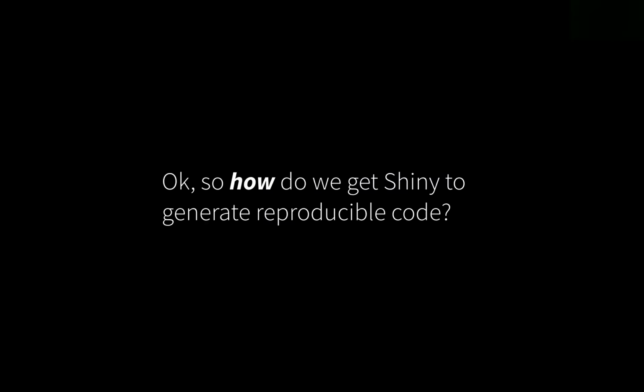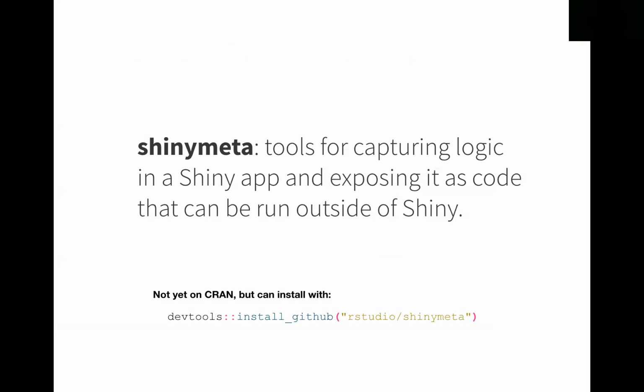Okay, so hopefully I've provided the motivation to do this in the first place, but how do we actually get a Shiny app to be generating reports like this with reproducible code? There's a few ways to go about this, but we've been working on a package called Shinymeta. And if you saw Joe Cheng's keynote at useR! 2019, a couple months ago, his keynote was about this package.